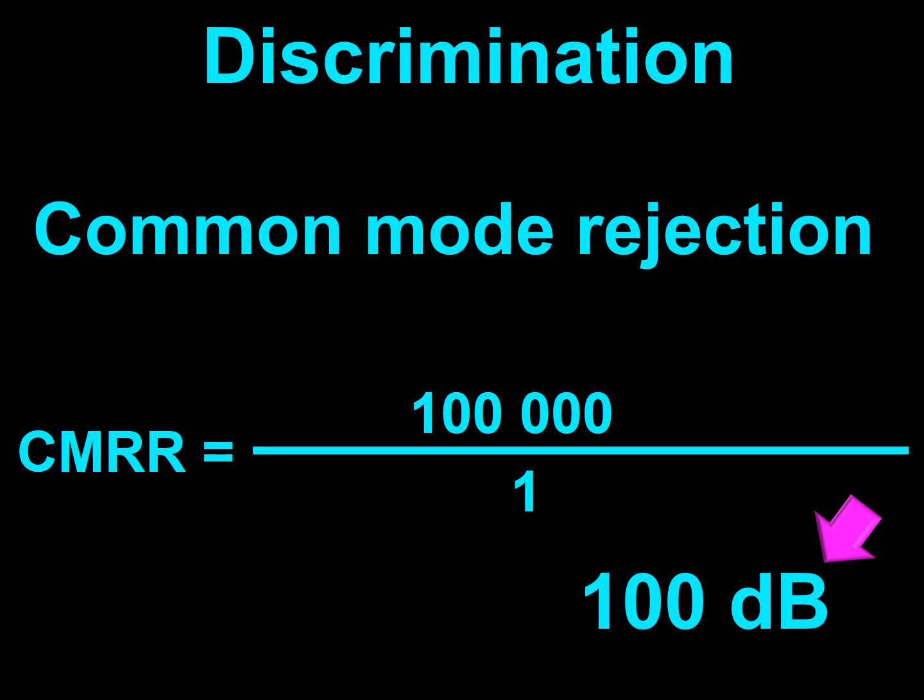But the common mode rejection ratio of most commonly used differential amplifiers is probably in the value of 100 decibels. The recommendation from the International Federation of Clinical Neurophysiology is 110 dB.